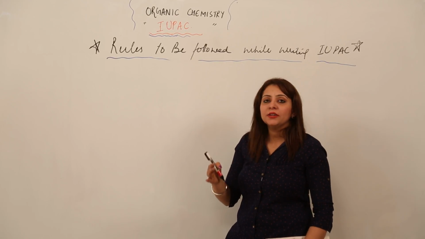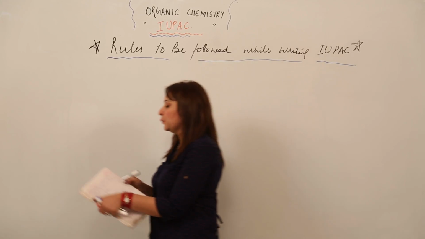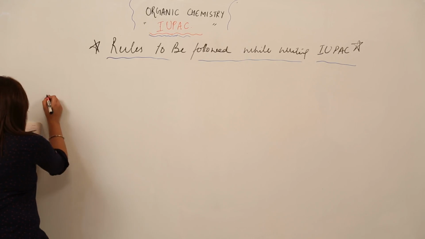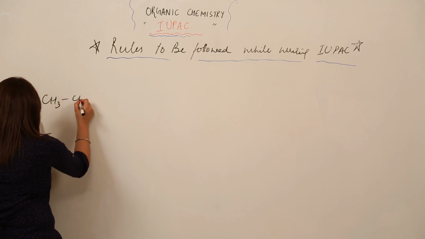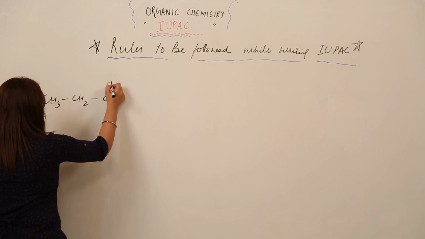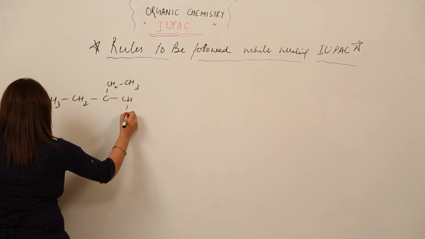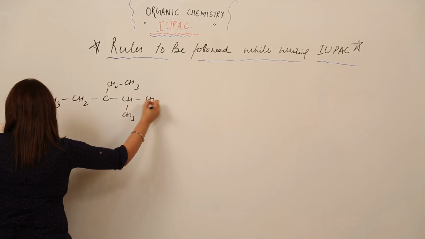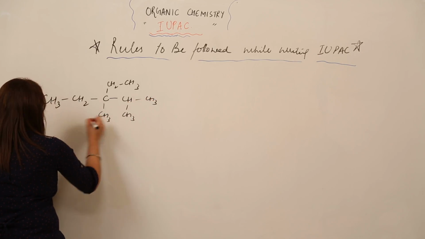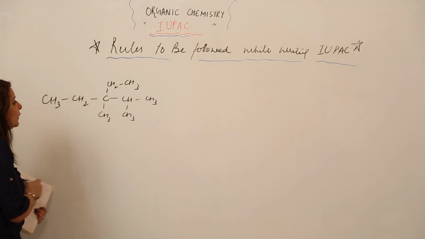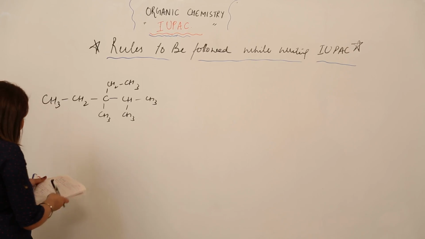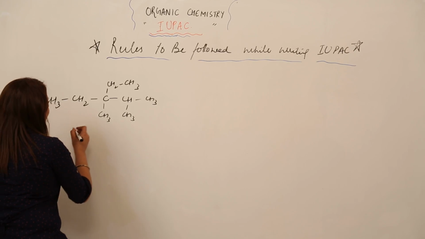So just look at how you have to use it. Suppose I am stating an example for you. It is CH3, CH2, C, CH2, CH3. We have CH, again CH3, we have CH3, then again we have CH3, right. So the first rule is that we have to just select the parent chain, right. So which chain we are going to select?